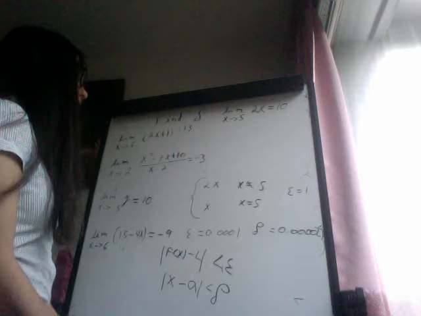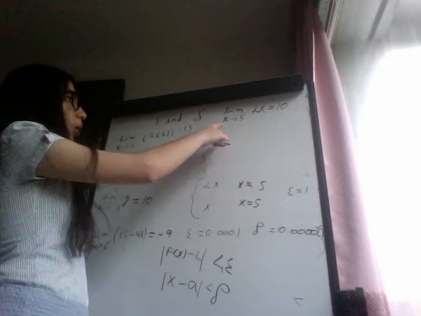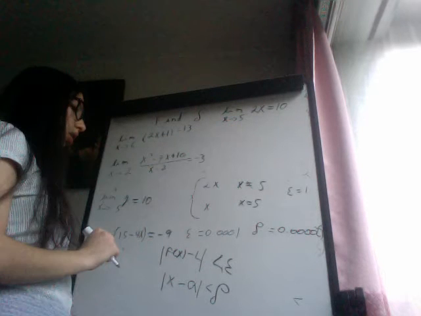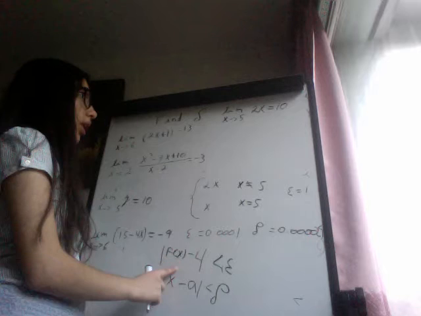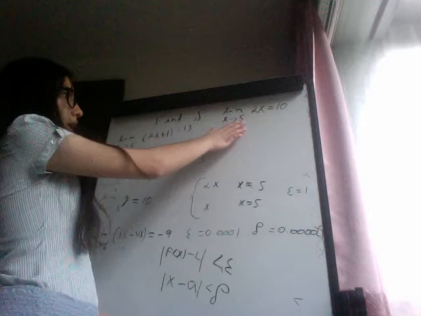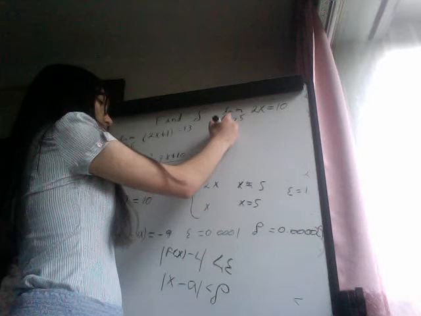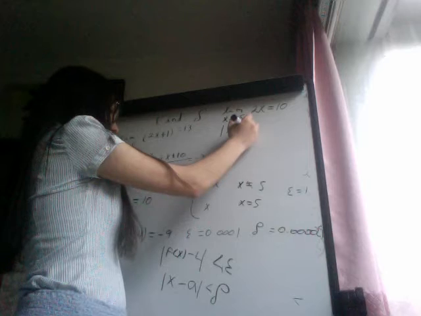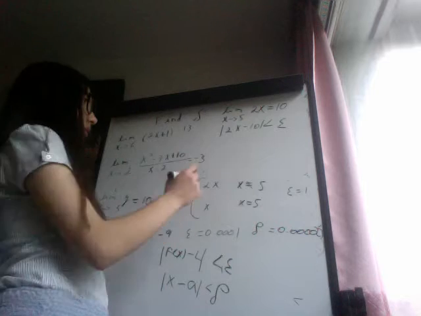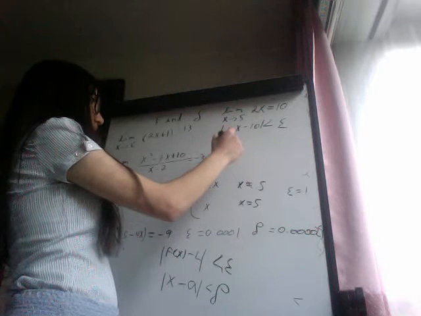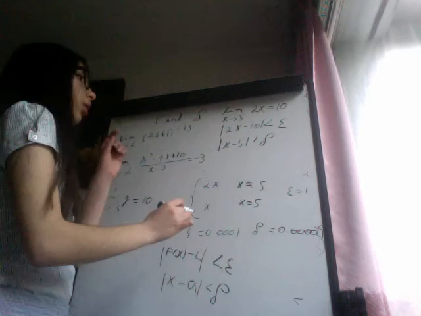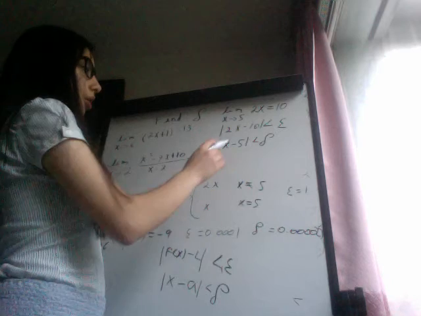Alright, so for example, we want to find delta for the limit as x approaches 5 of 2x equal to 10. So f of x is 2x, the limit is 10, and a, the value at which x is approaching, is 5. So the absolute value of 2x minus 10 is less than epsilon. On the other hand, we have the absolute value of x minus 5 is less than delta. So we want to put delta in terms of epsilon.